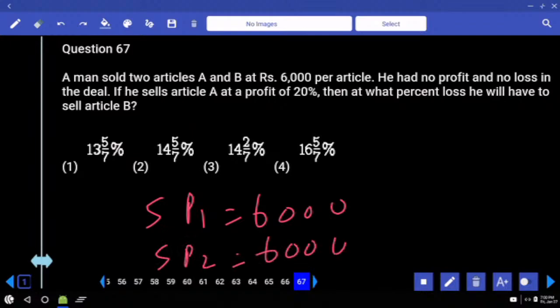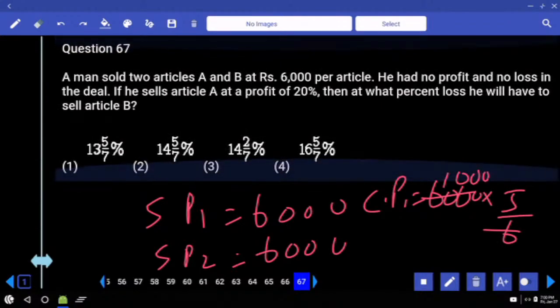He had no profit and no loss, so the cost price of the 2 items is also 12,000 only: 6000 plus 6000. If he sells article A at a profit of 25%, now what would CP1 be? 6000 into 100 by 120, that is 20% profit, yes or no? 100 by 120 is 5/6, so CP1 is what?